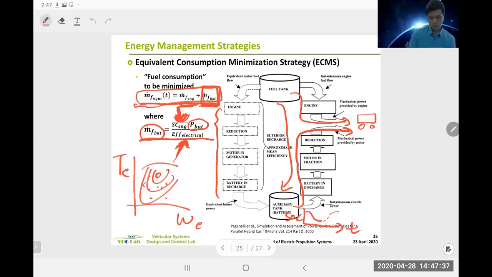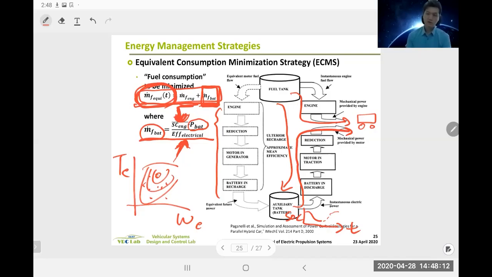So now we only have to optimize or minimize this value, right? Equivalent fuel consumption, which is the summation of real fuel consumption plus battery fuel consumption. But the battery value is somewhat of a virtual number, converted from battery power to equivalent fuel. So this is the concept of ECMS.